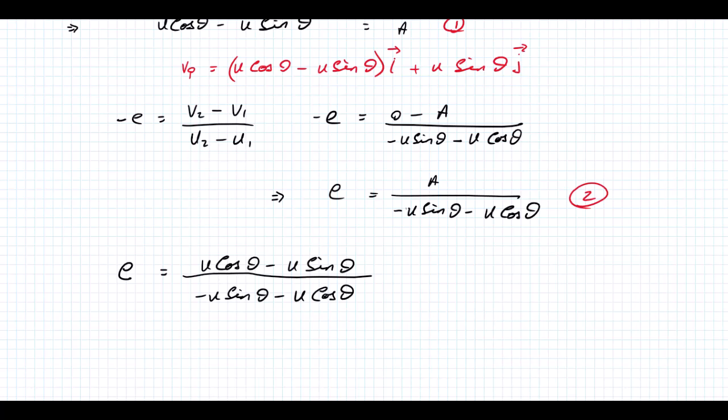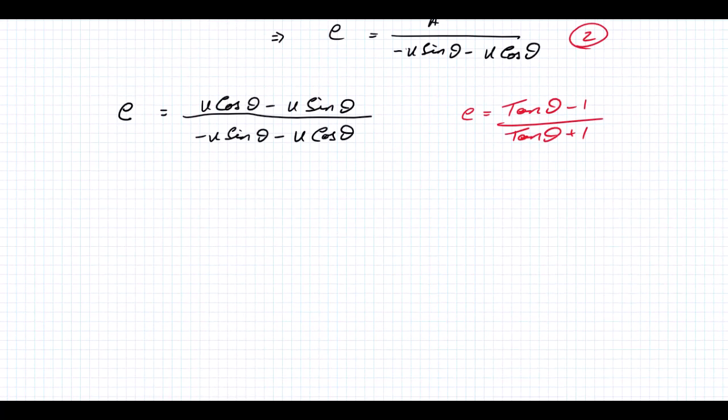Okay, so if we look at what we need to prove, we need to show that e is equal to tan theta minus 1 over tan theta plus 1. Now we've got cosines and sines here, so what we've got to do is look at dividing by cosine. If we divide this by u cosine, we'll get 1. If we divide this by cos, we'll get tan. If we divide this by cos, we'll get tan. And here we'll get 1. So that should sort it out for us, I think.